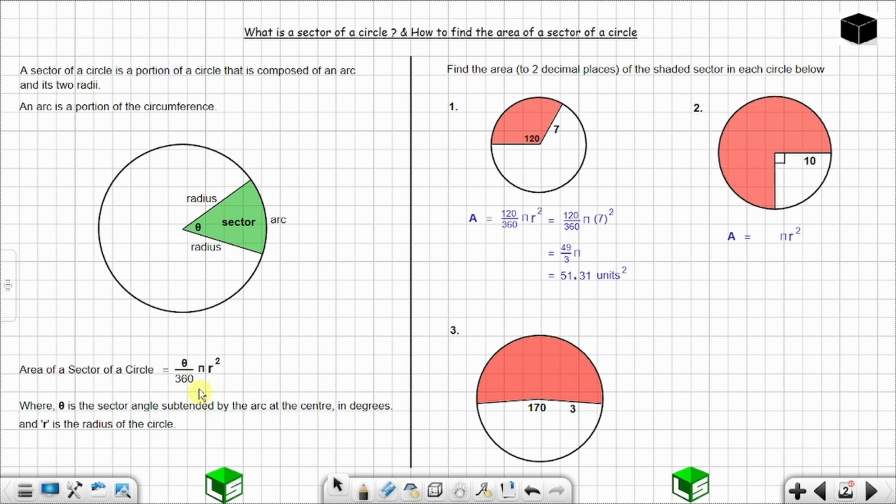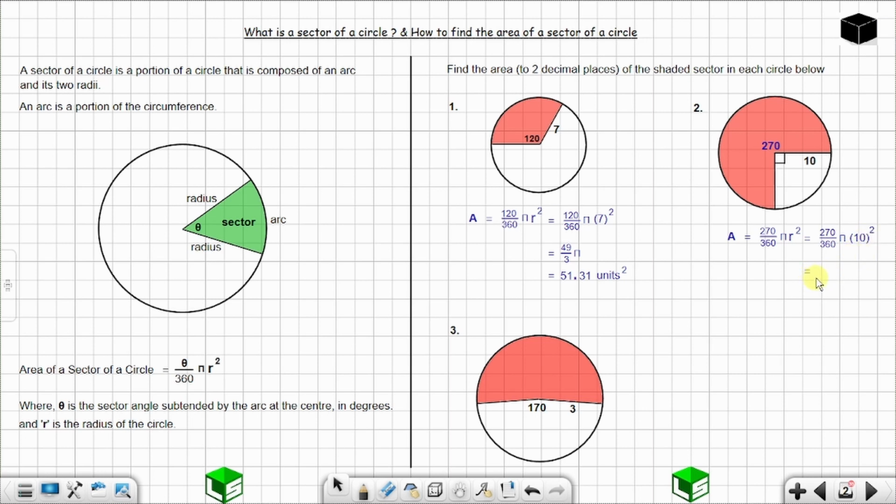So you are going to replace your theta with 270. Theta is 270, not 90. 90 is the angle outside. You need the angle inside of the shaded sector, so you have 270 over 360. You carry on. This is equal to 270 over 360 times pi times radius squared. The radius is equal to 10, so you have 10 squared.